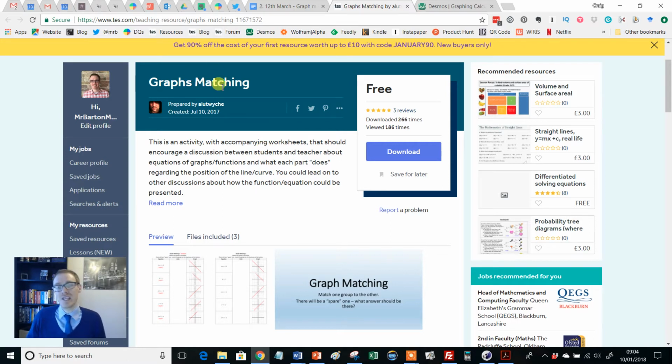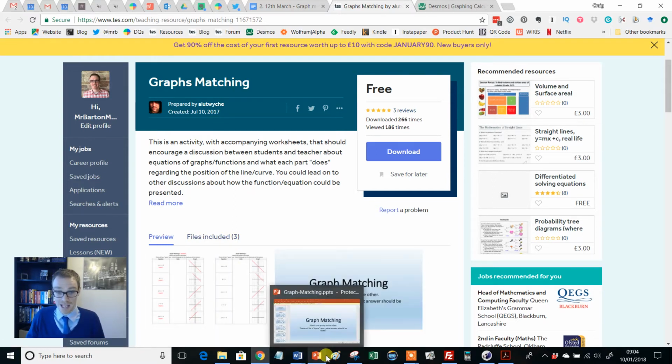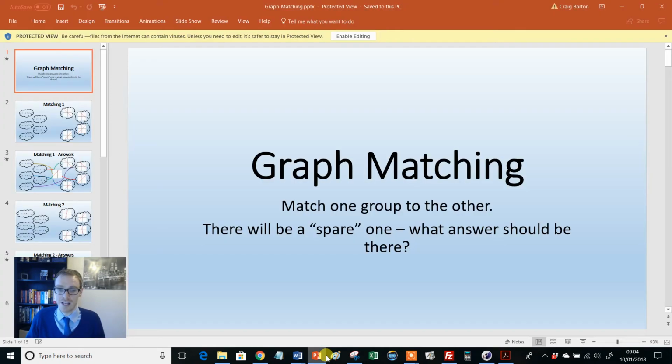This activity is absolutely wonderful for consolidating their understanding, assessing their understanding, and also developing it as well. So it is a graph matching activity, no surprise there. It consists of 3 files, a PowerPoint, a worksheet, and, as Andy often does, the answers. And it's probably easier to show you just the PowerPoint first.